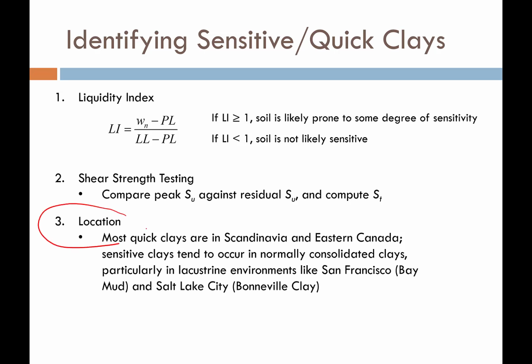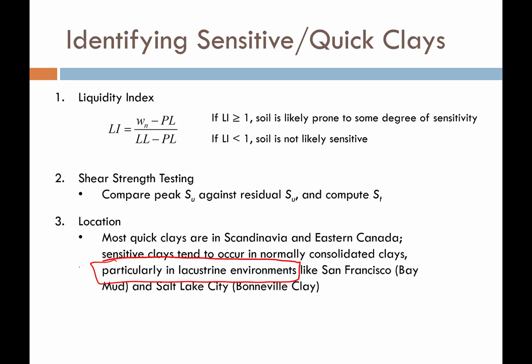And third, we kind of know where these soils are located just through history and through our understanding of geology and geomorphology. Most quick clays are located in Scandinavia, Norway, Sweden, and Finland, and also a similar depositional environment in eastern Canada. Now, sensitive clays don't have the sensitivity as high as quick clays, but they're still sensitive. They tend to occur in normally consolidated clays. So anywhere where we have normally consolidated clays, particularly clays from lacustrine deposits.